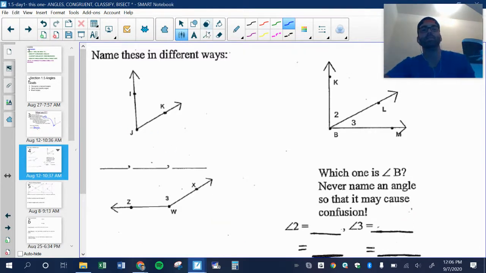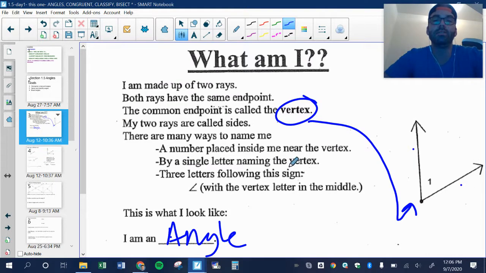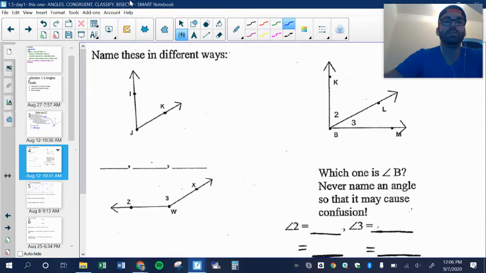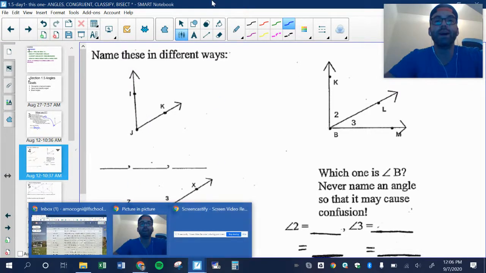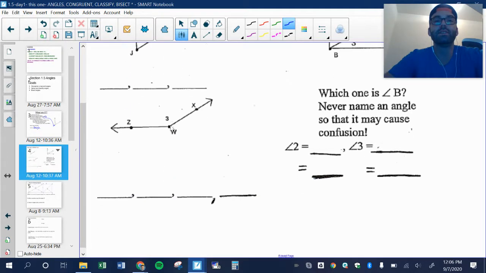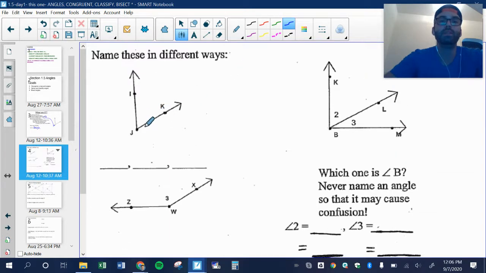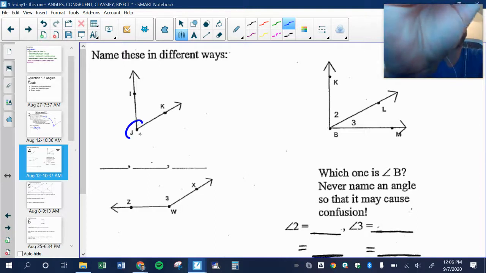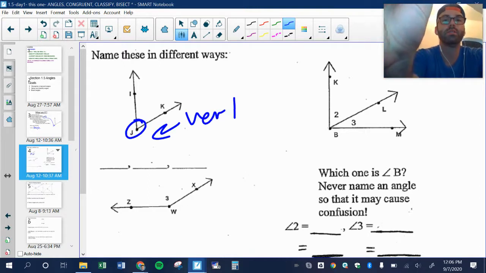All right. Name these in different ways. So, like I said in this last slide, I can use a single letter, I can use a number, or I can use 3 letters. The safest way to name angles is using 3 letters, but we'll get into that later. So, name this in different ways. Well, now I got to figure out which is my vertex. Which letter is my vertex here? My vertex here is always going to be this middle where our 2 rays meet. Okay, this is my vertex. J is the vertex. I'm going to circle J and write vertex.